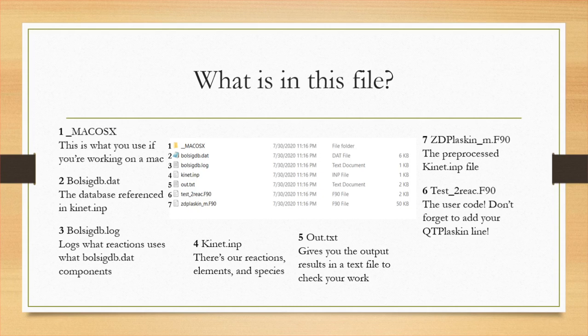The test_2.f90 file shows your conditions and variables and things that you can change later on, but in this case, we don't get to change anything. Well, except adding that QTPlaskin line. I'll get into that later. And finally, we have the ZDPlaskin module. This is that preprocessed connect.inp folder, so it's already good to use.